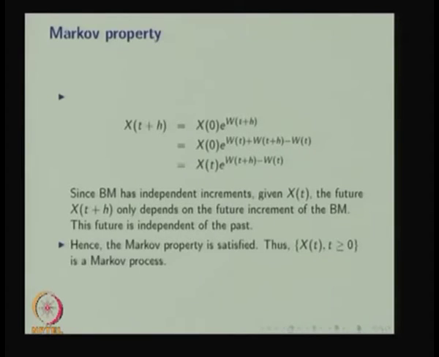So the above result is valid for all h greater than 0. Therefore, the Markov property is satisfied in the sense the future depends only on the present, not on the past, or it is independent of the past information. Hence, the Markov property is satisfied by xt. Hence, the xt is a Markov process. So, the Brownian motion is also a Markov process. Geometric Brownian motion is also a Markov process.